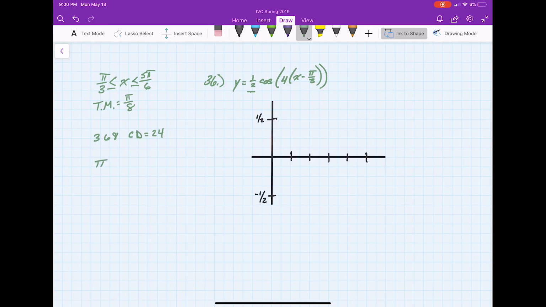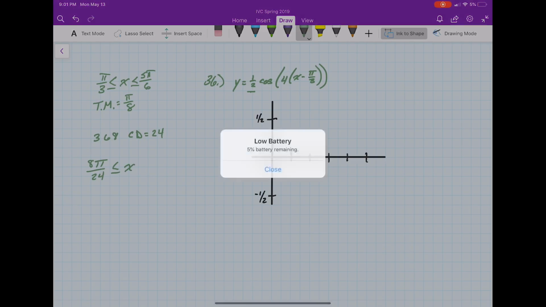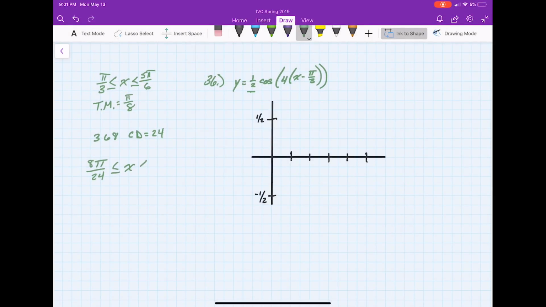So basically, I'm going to get 8 pi over 24 is less than or equal to x, which is less than or equal to 20 pi over 24. Better do this quick, running out of battery. And that, of course, is going to mean our tick marks are 3 pi over, hang on a second, not over 8, over 24. There we go. Tick marks are 3 pi over 24. So how does this make this easier?